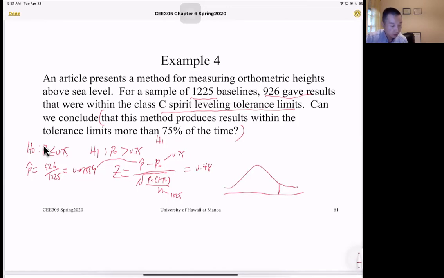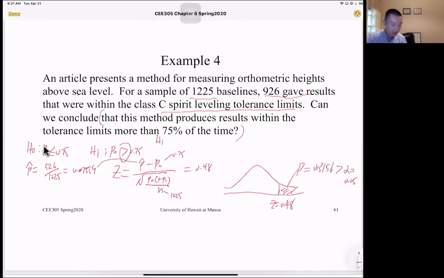Okay. And we calculate the p-value for 0.48, so H1 is P0 larger than 0.75. So P is the area to the right of Z. The p-value from Table 8.2 we found as 0.3156, so much larger than 5%, which is larger than alpha. Again, the question didn't tell us the alpha, so we use 5%.